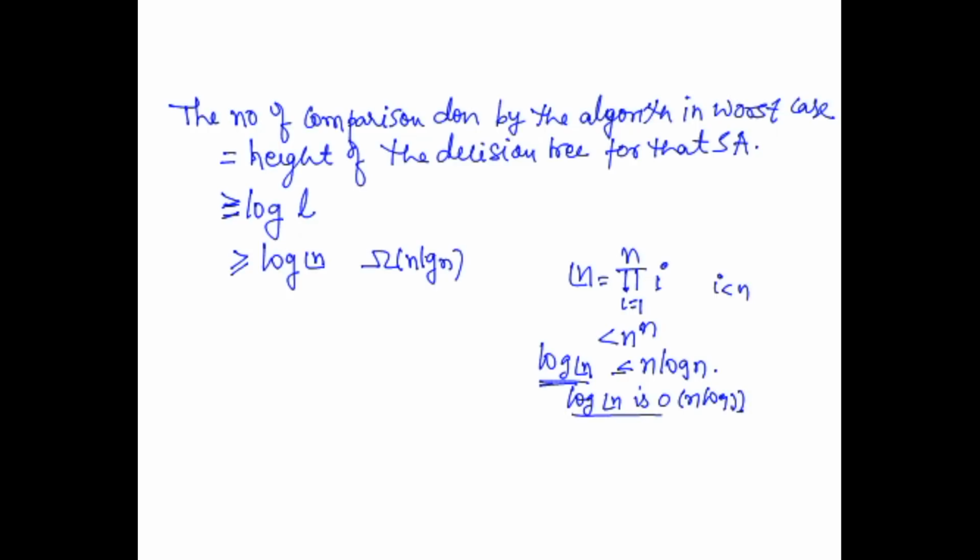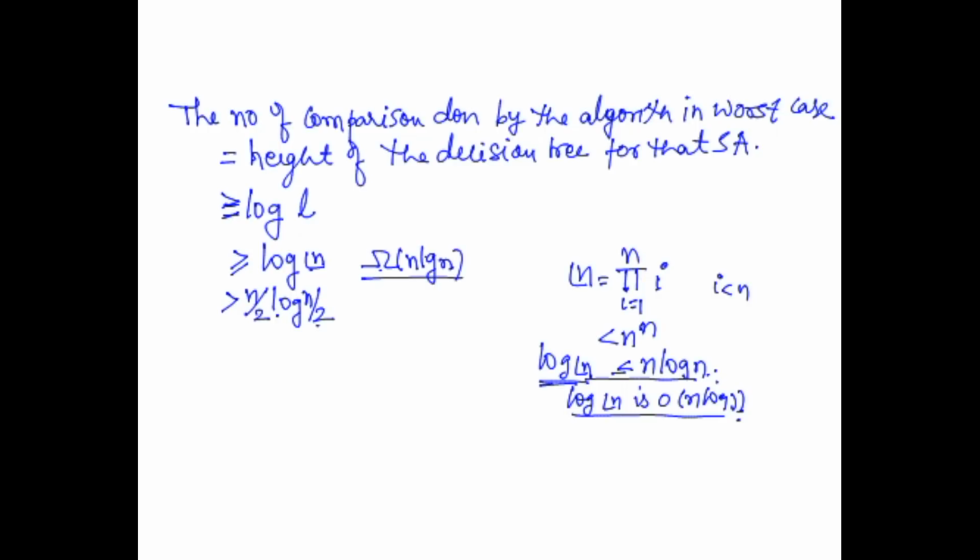But this is not useful for us because we are saying that log of factorial n is smaller than or equal to n log n, which is trivially true. But we want to show that this is greater than some number in terms of n log n. So what we will specifically show is that log of factorial n is greater than n by 2 into log of n by 2. If I can prove that, this basically implies that log of factorial n is omega of n log n.